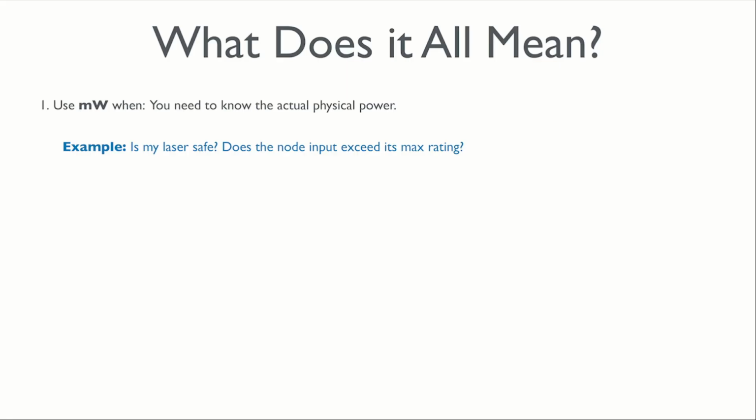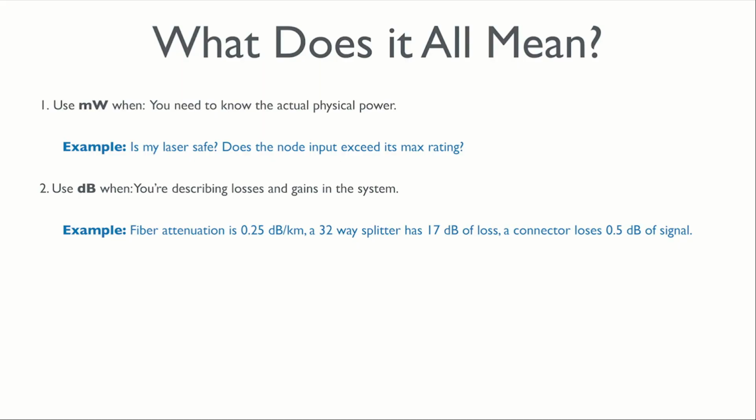For example, is my laser safe? Does the node input exceed its max rating? Use dB when you're describing losses or gains in the system. For example, fiber attenuation is 0.25 dB per kilometer. A 32-way splitter has 17 dB of loss. A connector loses 0.5 dB of signal.